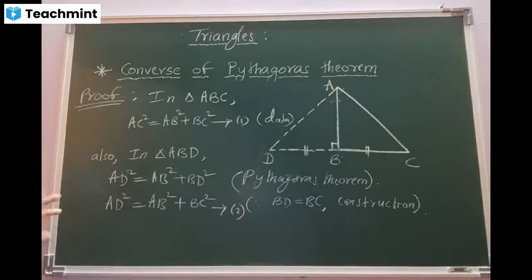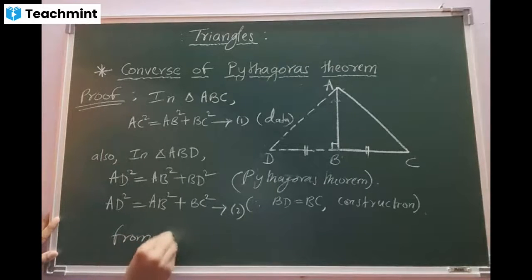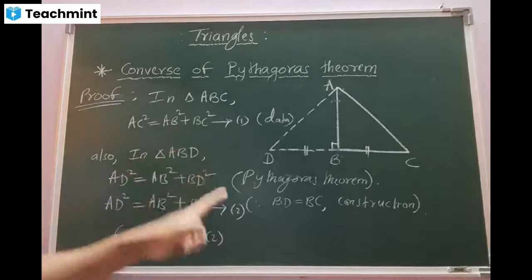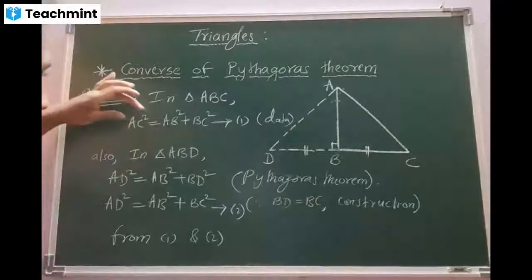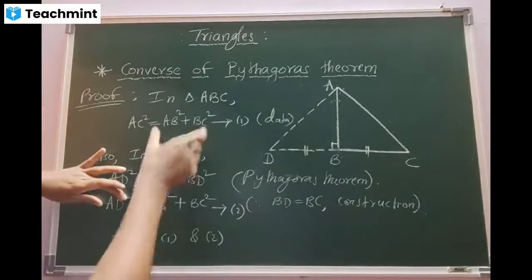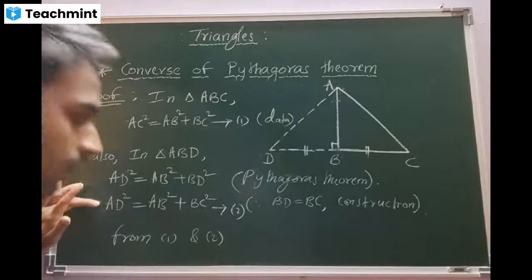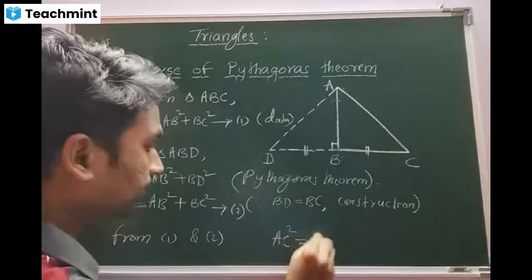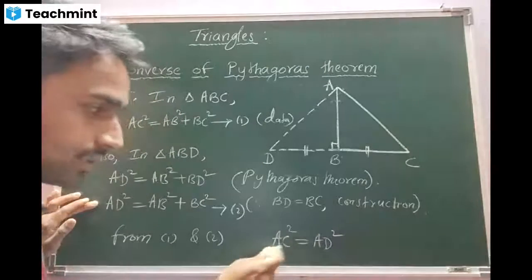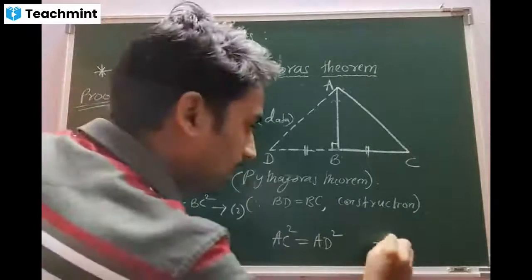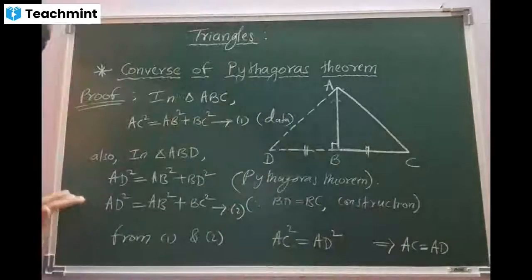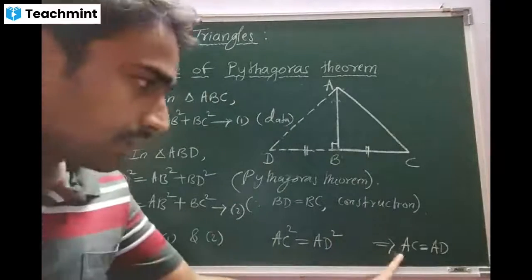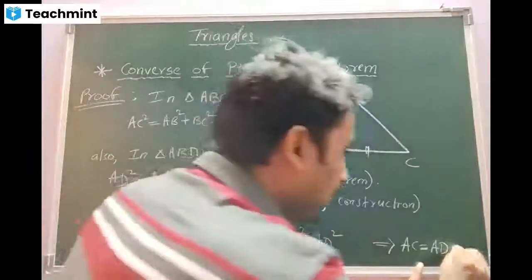Now observe 1 and 2, beta. What can we conclude? From 1 and 2, we can write AC square is same as AD square because RHS are equal, so LHS should be equal. Correct, beta? When AC square is equal to AD square, this implies AC is equal to AD. Am I right? Square root of this is AC, square root of this is AD. Call this as equation number 3.